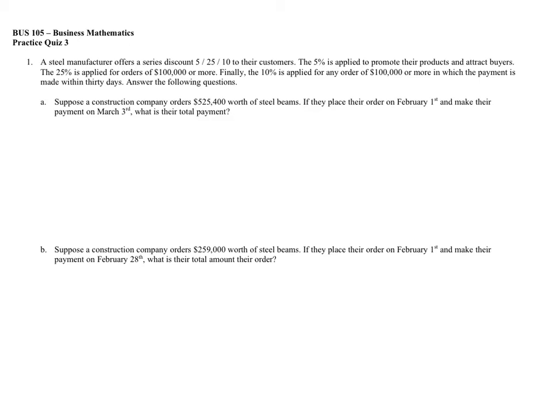For this problem, we have a steel manufacturer that offers this series discount, so 5%, 25%, and 10%, given certain conditions that appear within the rest of the problem. Before I really get started, I'm going to take each percent, so 5% to start with, and write it as a decimal. If I do 1 minus that percent, we get 95%.